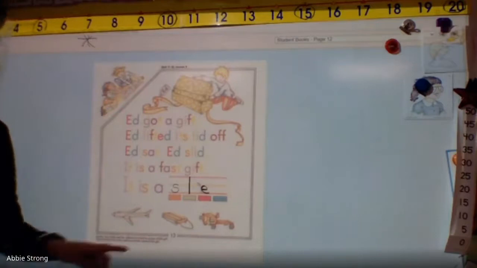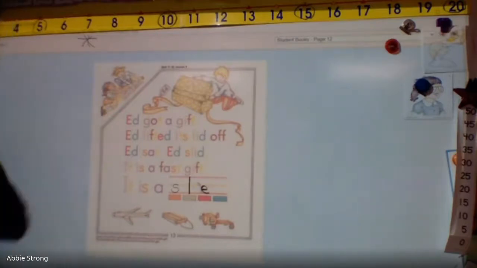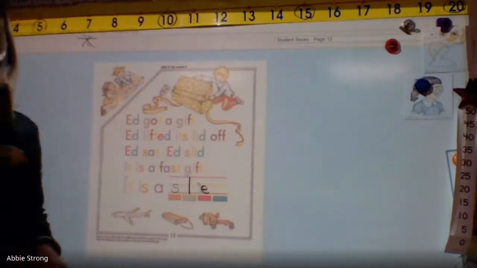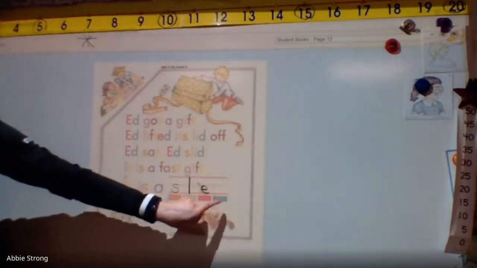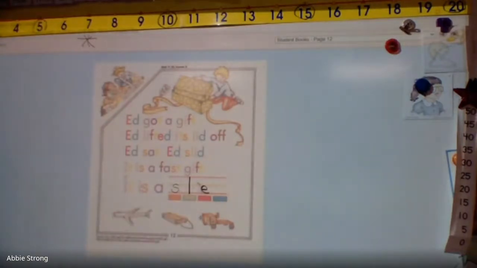What letter is the blue letter up above, all mixed up in here? Savannah. We said E for the red. We're looking for the blue now, honey. D. Good.